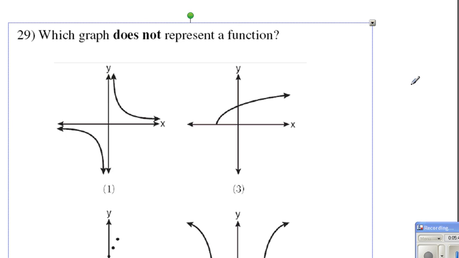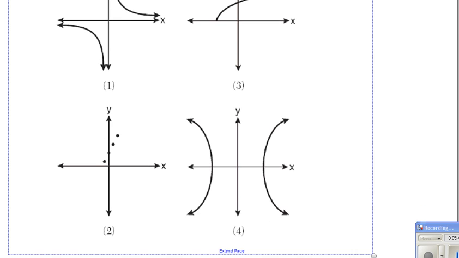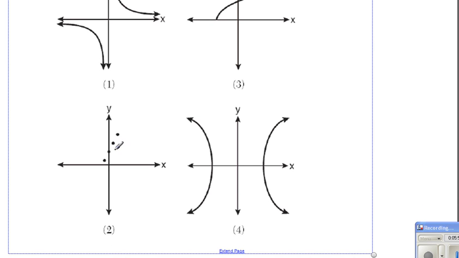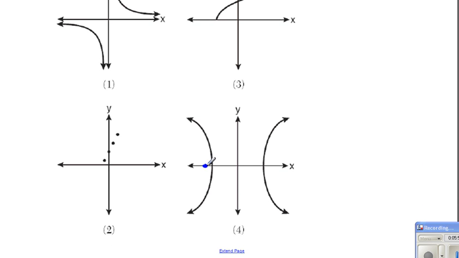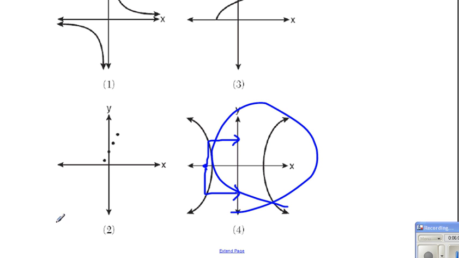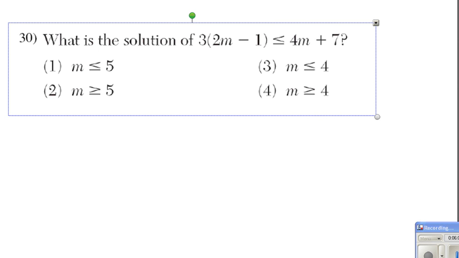Now, which one of these is not a function? What we talked about before was that one value of x can only have one value of y. When you look into this one here, there's one value of y, but also another value. So one value of x has two values of y. That wouldn't count, so this becomes the not a function.